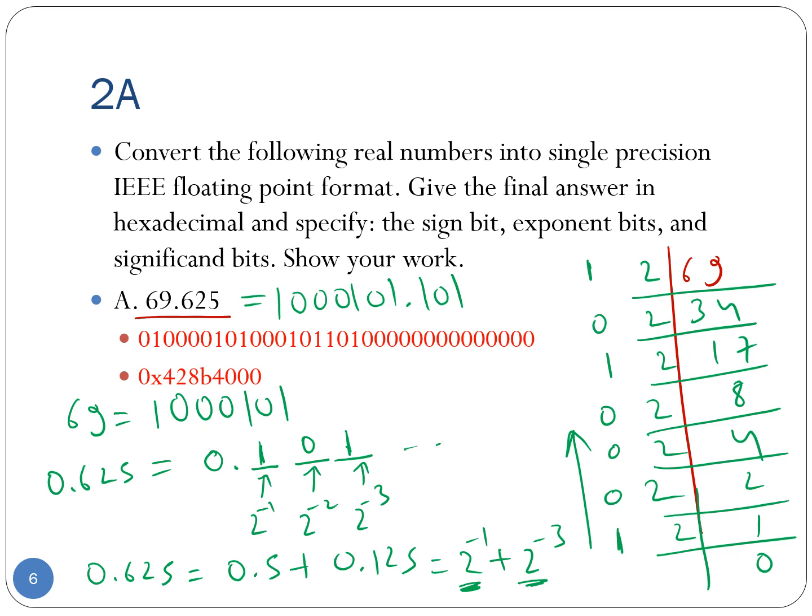Let's do that on the next slide. So we are translating 69.625 into floating point representation. So we have seen that this is the same as 1000101.101. Okay, so now the next step is to convert this binary representation into scientific representation.